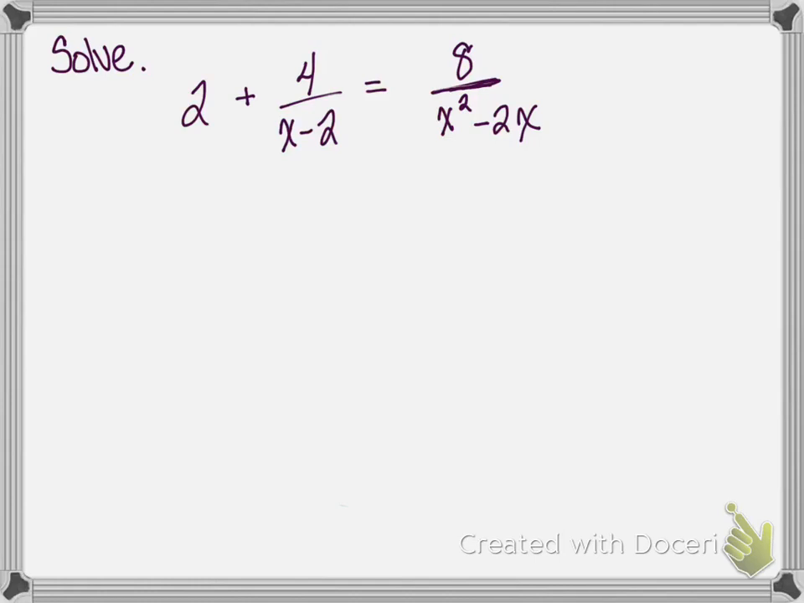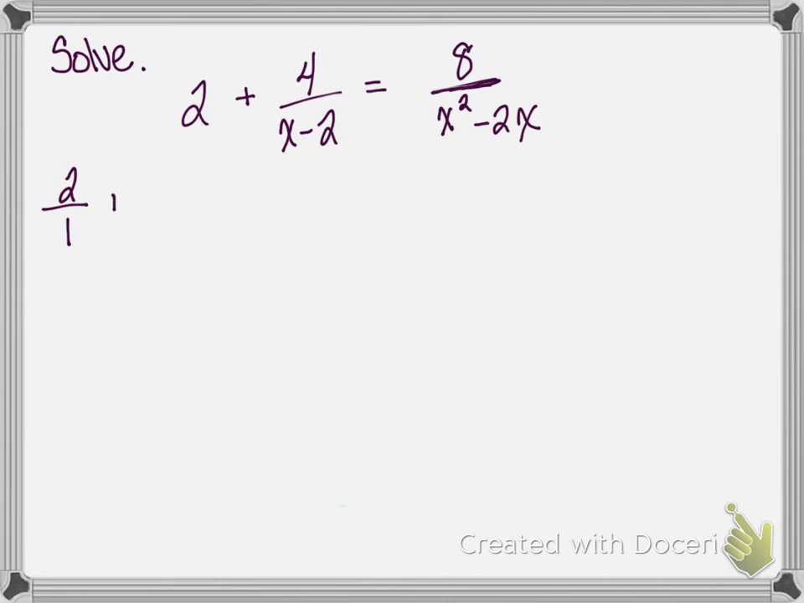For this one, we are solving. So what we want to do first is break down our denominators as much as we can. What's the denominator with my 2? What's that 2 over? 1. Good. So I would go ahead and write that out right now as 2 over 1.